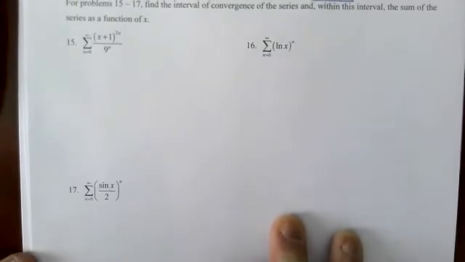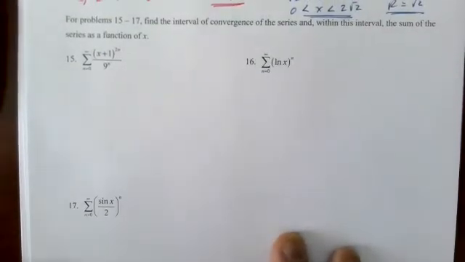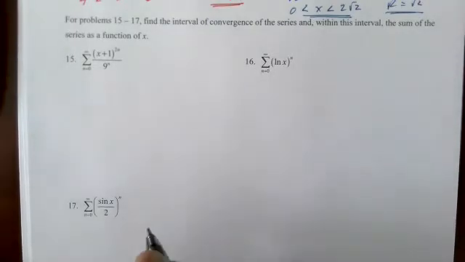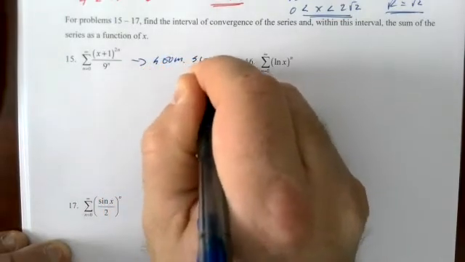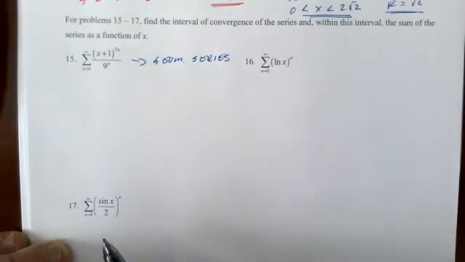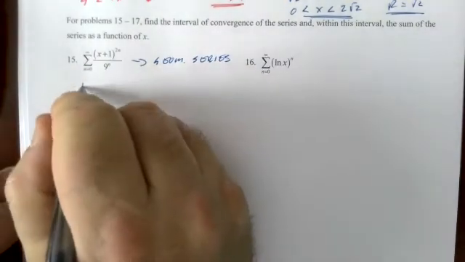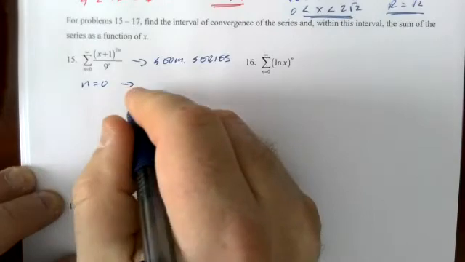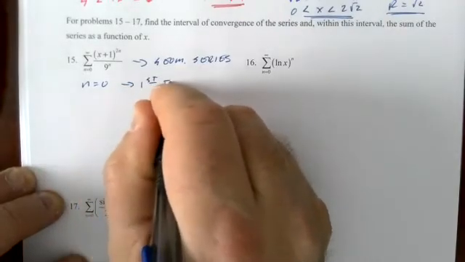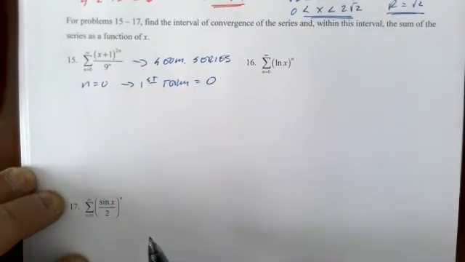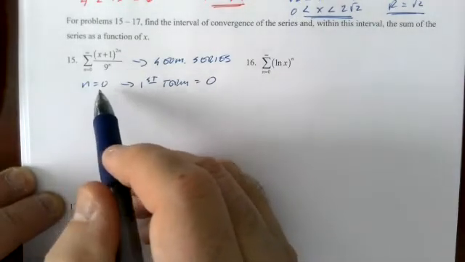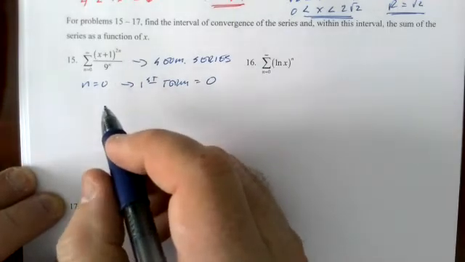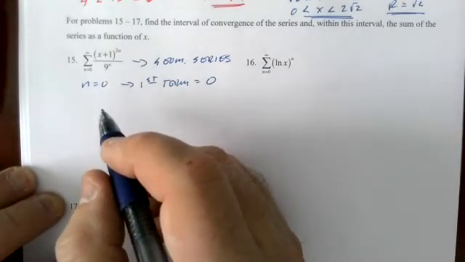Crazy stuff. Problems 15 through 17, find the interval of convergence and the sum of the series as a function of x. We're adding this up, it's geometric. So this has to be a geometric series. This gets weird, just be aware. So n equals 0, plugging 0, we get 1. First term doesn't equal 0. First term equals 1.